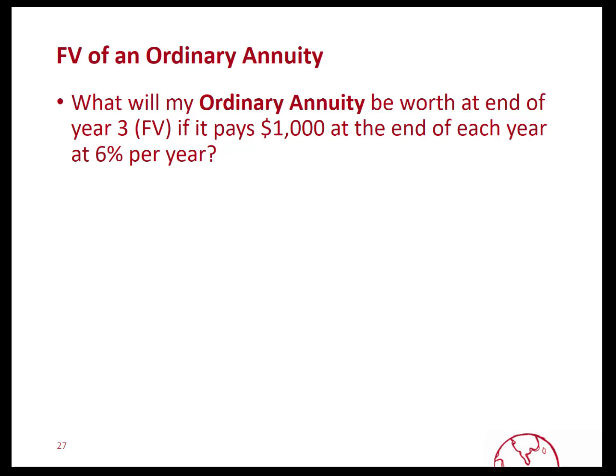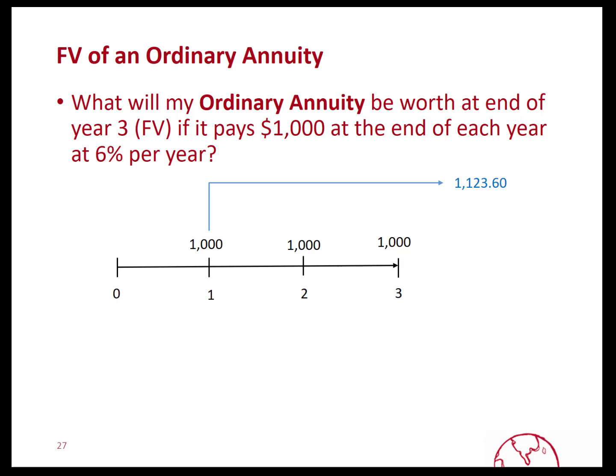So let's take an example. What will an ordinary annuity be worth at the end of year 3? What will be its future value? If it pays $1,000 at the end of each year, and we have a 6% rate of interest. Let's draw out the cash flows. We have 3 cash flows of $1,000 coming at the end of each period. Notice that the first cash flow is at the end of the first year, the second at the end of the second year, and the third at the end of the third year. We want to know what this is going to be worth at the end of the third year. So you can see that the third payment comes on the maturity or the anniversary date of this ordinary annuity.